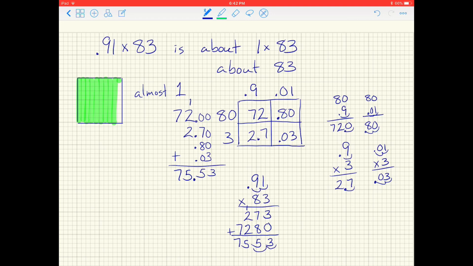Since we've got hundredths, we're going to end with hundredths. 75 and 53 hundredths. It's a match. It's good when they both come out to be the same thing. And it's close to my estimate. All right, take a minute, think about what you wrote, and keep learning.